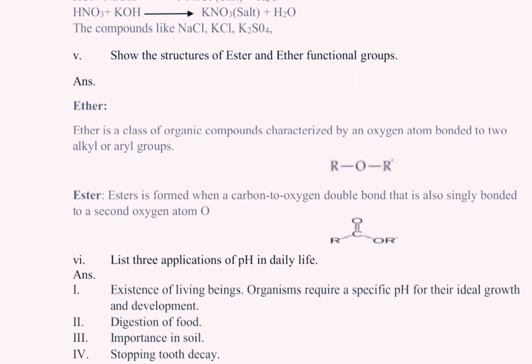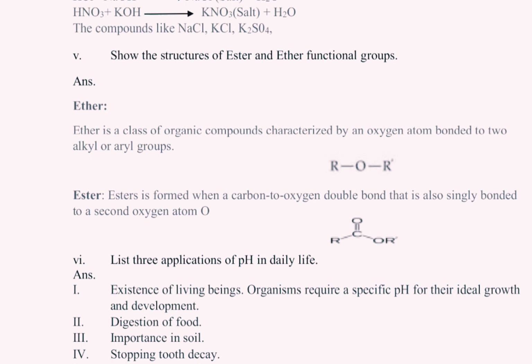Then the next question is: show the structures of ester and ether functional groups. A functional group is the particular atom or element which induces specific properties in the carbon chain. Your ether is when oxygen has a carbon chain on both sides, and esters are where the carboxylic group is generated, that is C double bond O. On one side the carbon is fixed with a hydroxyl group, on the other side there is a carbon chain. So you just need to consider that the hydrogen of the hydroxyl group is removed and we put a carbon chain there, then that is the ester.